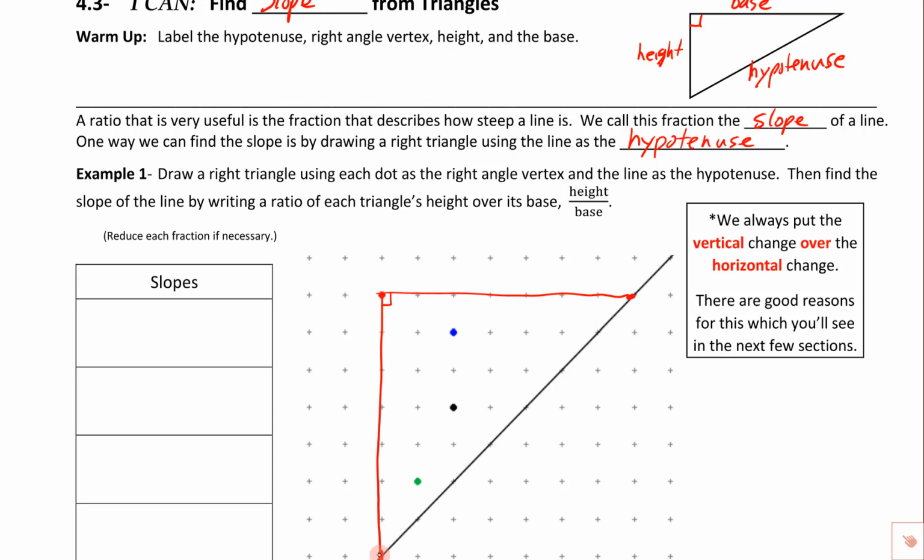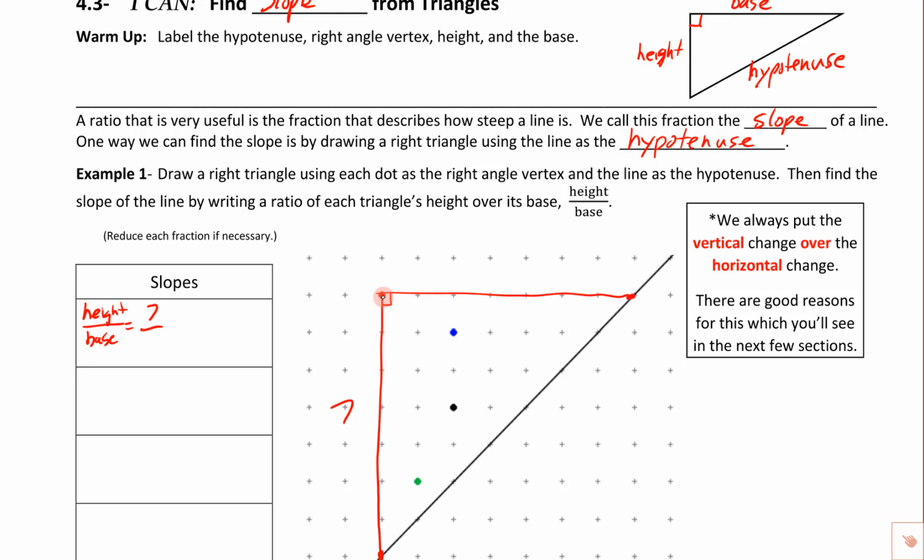So we're going to do this. For this height, we're going to go 1. We don't count this dot right here as 1. We're going to go 1, 2, 3, 4, 5, 6, 7. Okay, so the height on this is 7. So I'm going to write down height and base. And this is 7 for the height. So we went up 7.